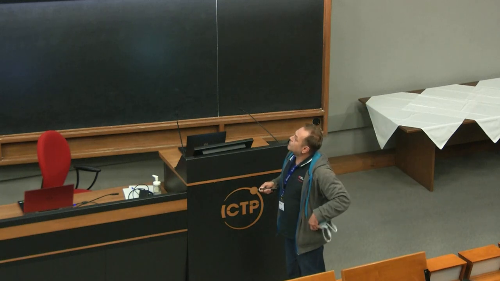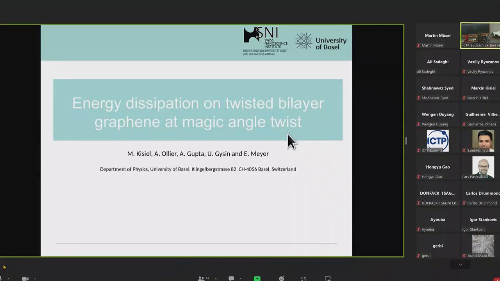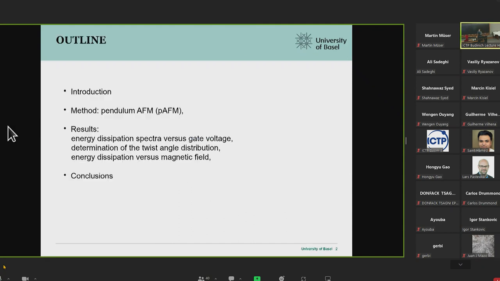And the title of my contribution is about electric... I would like to show you that a dissipation signal atomic force microscope can sense correlated insulating states or phases of graphene at the magic angle.